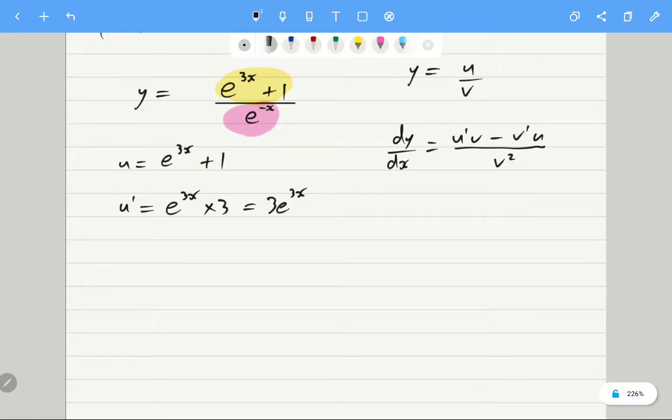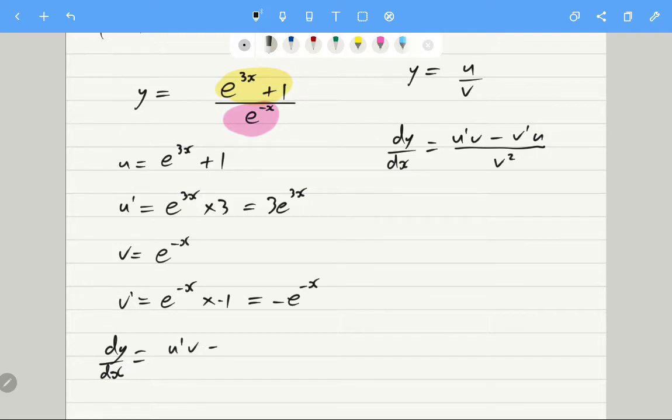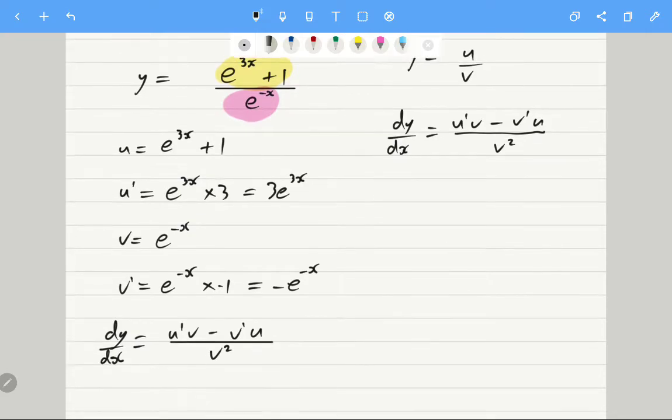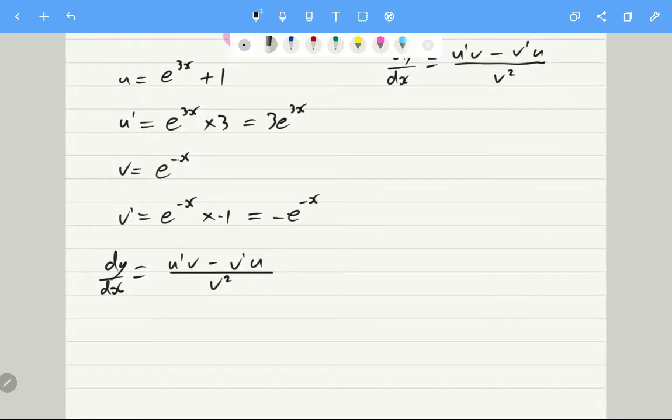Alrighty, let's deal with v now. v is equal to e to the negative x. v dash, chain rule, is going to be e to the negative x times negative 1, or negative e to the negative x. Alrighty, so I've got our 4 bits. Now I can work out dy dx. And dy dx is going to be u dash v minus v dash u over v squared, or derivative of top times bottom minus derivative of bottom times top, all over bottom squared.